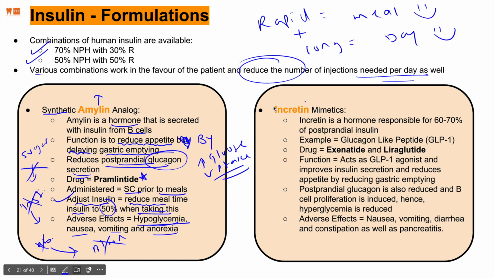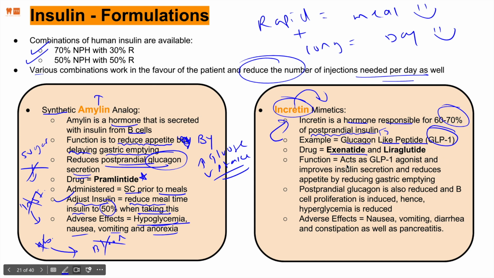On the other hand, incretin. Incretin is a hormone responsible for 60 to 70% of postprandial insulin release. Example, glucagon-like peptide, GLP. Glucagon-like peptides, they stimulate postprandial insulin. Right? As soon as glucagon is secreted, their peptides tend to stimulate insulin release as well. What are the drugs though? Because we're talking about incretin mimetics. The drugs are exenatide and liraglutide.